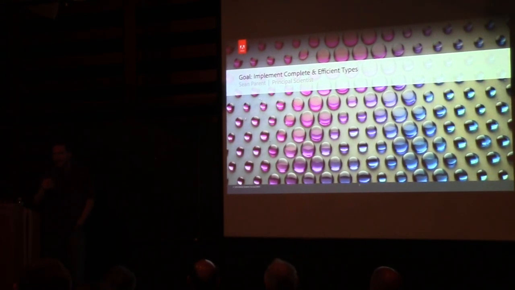A while ago, last September, I gave a talk at Going Native, which was called C++ Seasoning, but it probably should have been called Three Goals for Better Code. How many people here saw that talk? Okay, maybe half, so that's pretty good. If you didn't, don't worry about it.